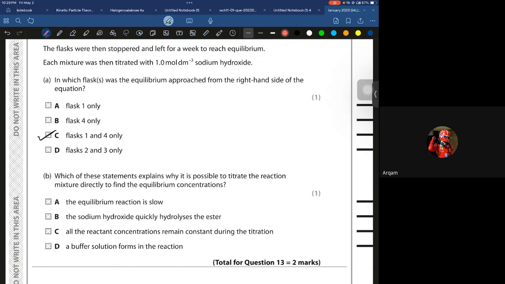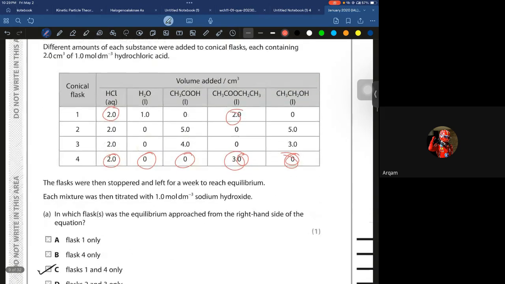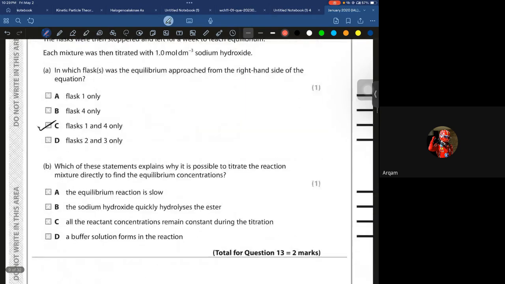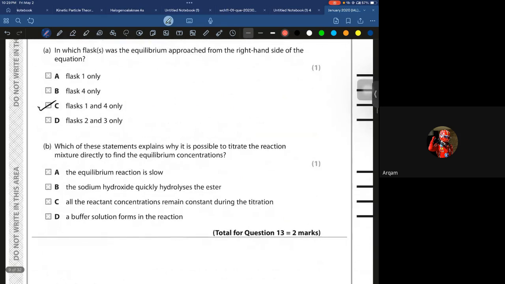When the reaction is slow, you can titrate the reaction mixture directly to find the equilibrium concentrations. Of course, you have to find the concentration at equilibrium. You can do titration because titration is the process in which you find the concentration of an unknown substance by using a known substance. That's why this is only possible when the reaction is slower.